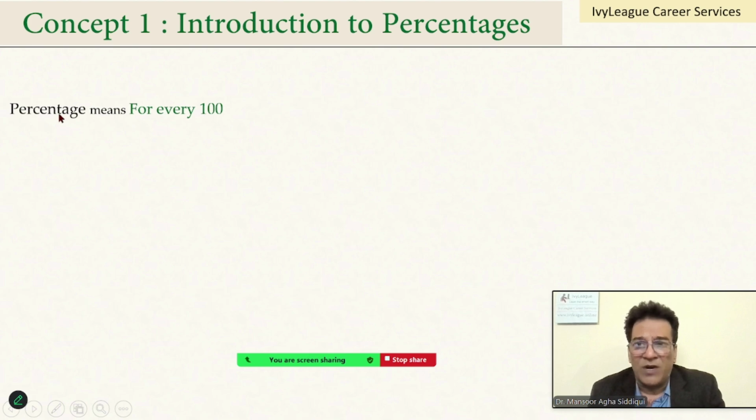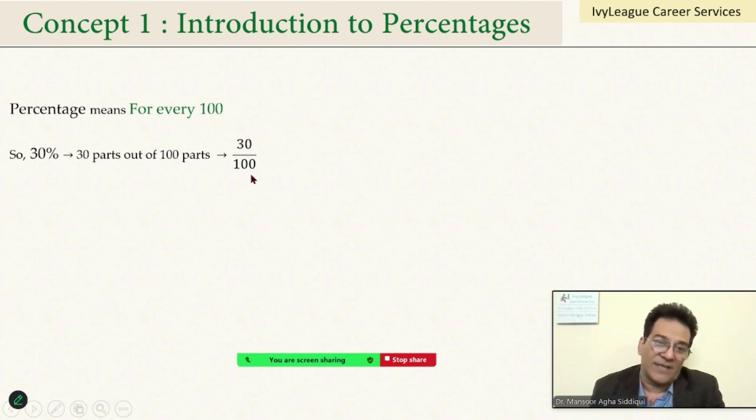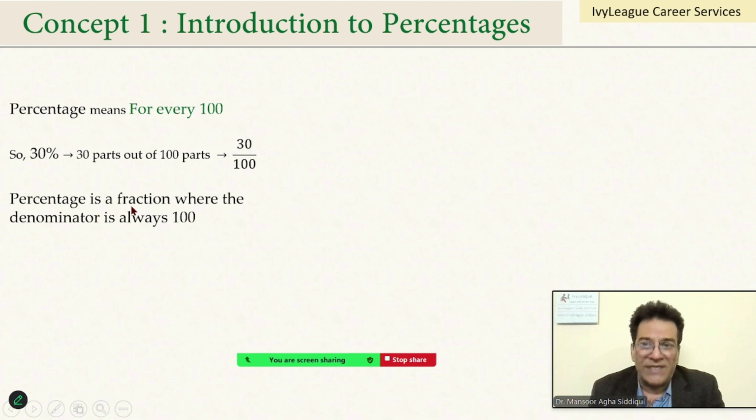The word percentage comes from the word cent. Cent means 100. So percent would mean per 100 or for every 100. If we talk about 30% of something, it basically means 30 parts out of 100 parts of that thing. So if I want 30% of the revenue of a particular company, it means if I break up that whole company's revenue into 100 parts, then out of those 100 parts, I need 30 of the parts. So 30% is also written as 30 upon 100. So percentage is a fraction where the denominator will always be 100.